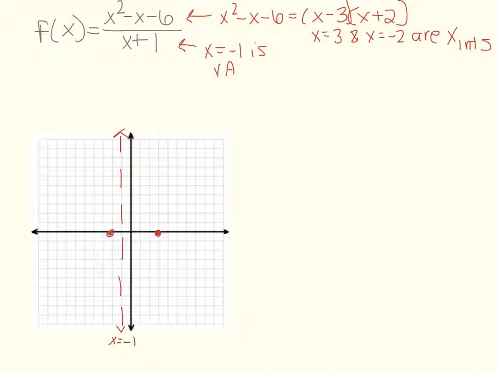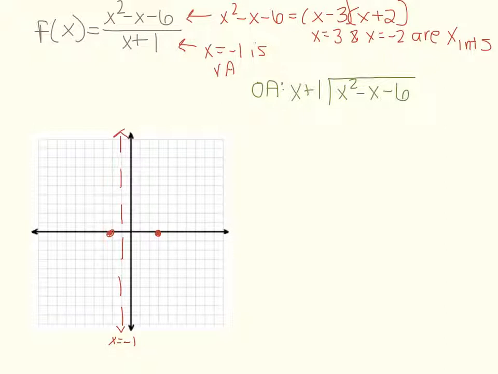Perfect. Moving on to the oblique or horizontal asymptotes. In this case, the degree of the numerator is 1 larger than the degree of the denominator. So this is going to be an oblique asymptote. To do the oblique asymptote, we do long division, just like we would do with our normal numbers. So we'd have x squared minus x minus 6 divided by x plus 1.